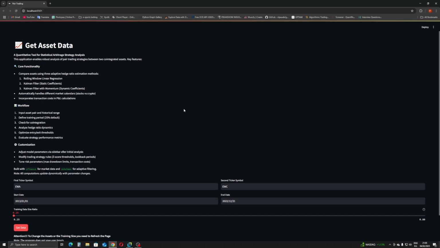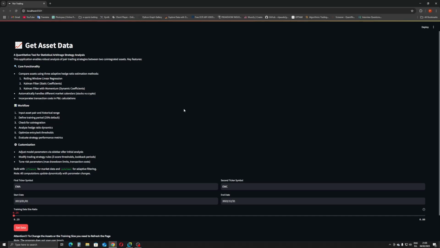Now, the good thing with this strategy is that it's market neutral. That means that it doesn't depend on if the market goes up or down. It only depends on the relationship of our pair.